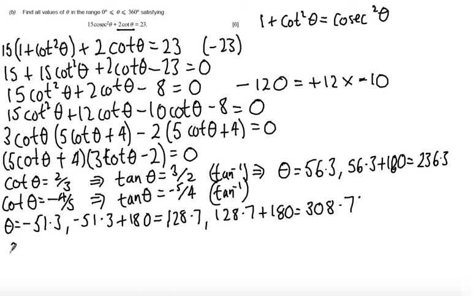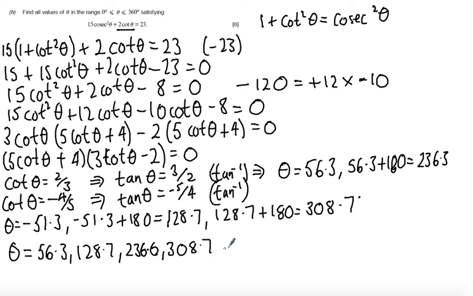So the last thing I want to do is just make sure that it's clear what I'm stating as my solutions. So 56.3 is a solution, 128.7 is a solution, 236.3 is a solution, and finally 308.7 is a solution, and all of these are to one decimal place.